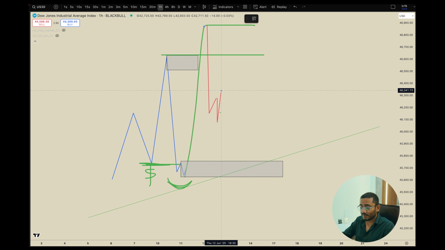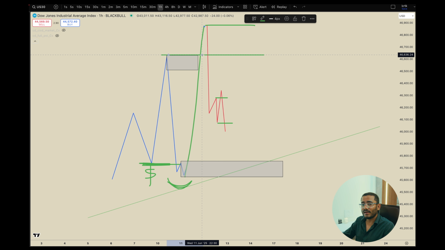How will we confirm the direction? Price should sweep the previous high and then break the low. In this case, price has swept the previous high and broken the structure to the downside. Same thing over here: price swept the liquidity from this low and then broke the high.